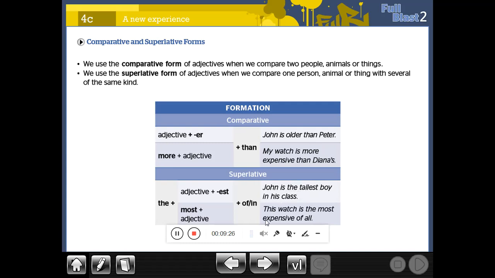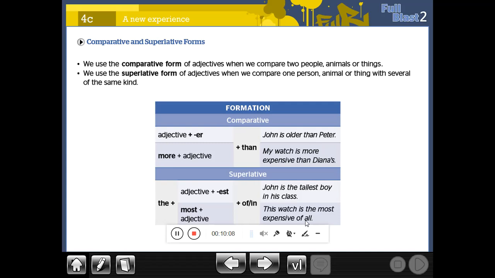But if the adjective has more than 1 syllable, like expensive, expensive, 3 syllables, can I add est? No. Yes, very good. We put the most before the adjective. This watch is the most expensive of all. We have more than two watches? Maybe 3, 4, 5, 6, and would like to compare between one of these watches and the others.